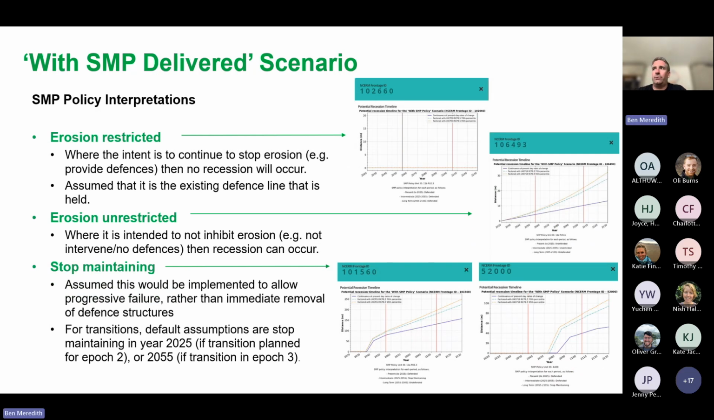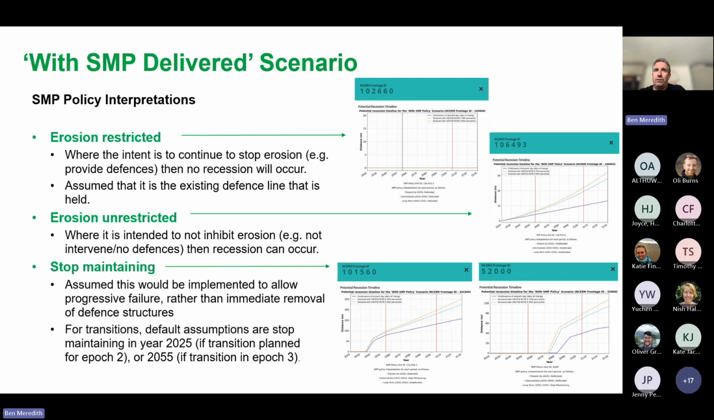So we saw previously how the no future intervention timelines look. Here is how the timelines for the with SMP delivered scenarios look, based on the 3 states I've just mentioned. Firstly, where erosion is restricted, obviously no recession occurs throughout the timeline. Remember that we don't account for any residual risk behind those defences. When erosion is unrestricted under a no active intervention intent, erosion continues at the underlying recession rate and it's influenced by climate change. In the third image, we shift from a defended situation to a no active intervention scenario, and progressive failure of defences occurs, producing that step recession timeline that we've previously seen.